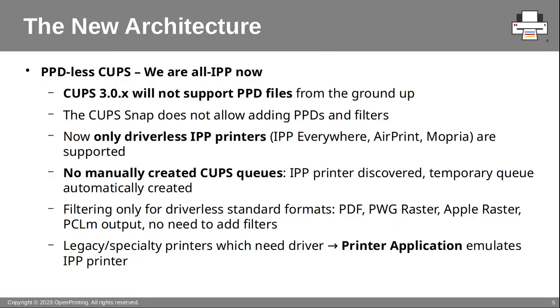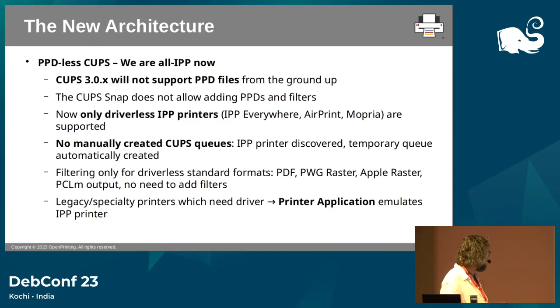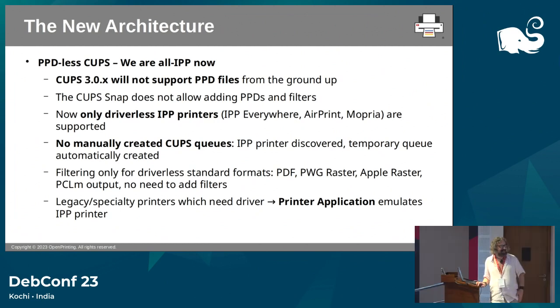And we have also another situation already. We have a snap of CUPS in the Snap Store. And this snap of CUPS, as the file system of this CUPS is in a capsule, it's a sandbox packaging. Snap is a sandbox packaging. So the file system is immutable. One cannot add PPD files and driver filters to it. So the CUPS snap behaves similarly. We have to live without classic CUPS drivers using PPDs and driver filters. And so we are in the realm of the new architecture without PPDs.